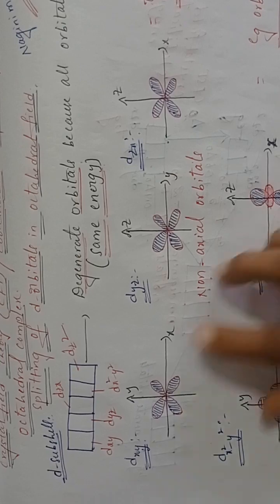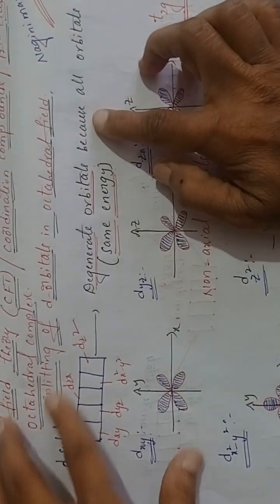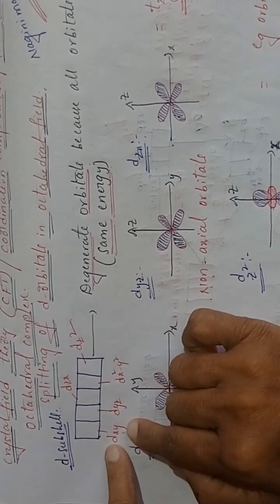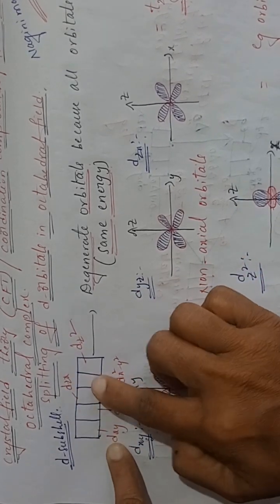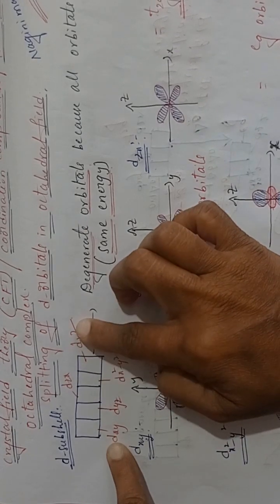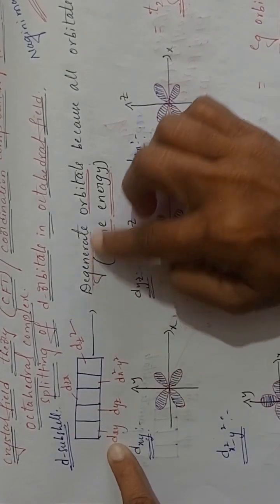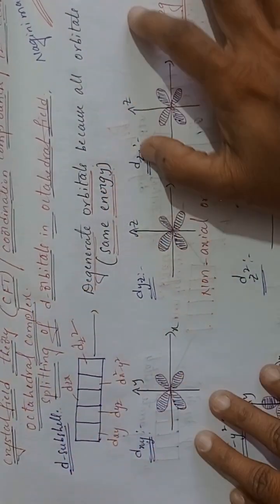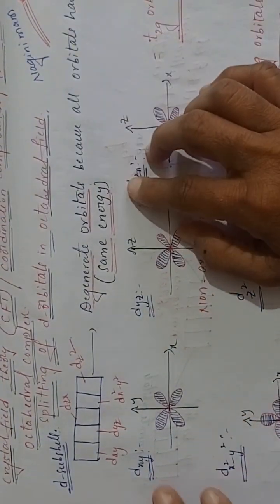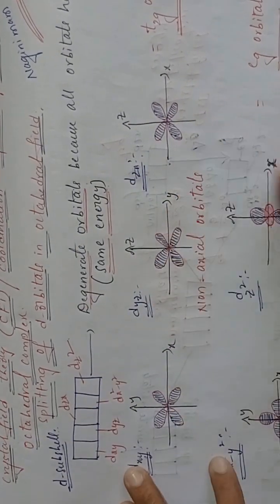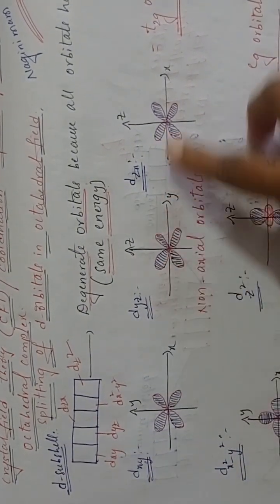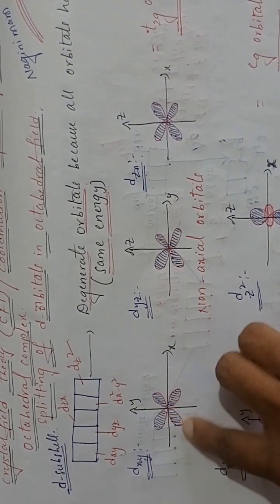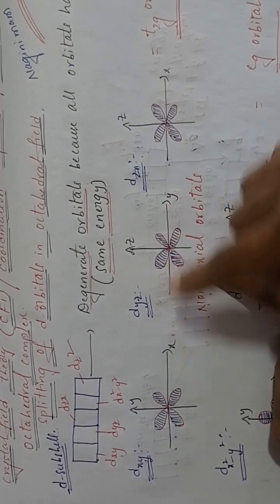See here, degenerate orbitals, because this is a d subshell. The total 5 d orbitals are named dxy, dyz, dzx, dx square minus y square, and dz square. These 5 d orbitals are called degenerate orbitals because they have the same energy, students. Their shapes I have also given here. dxy, dyz, dzx all have the same shapes, that means the lobes are present in between the Cartesian axis.